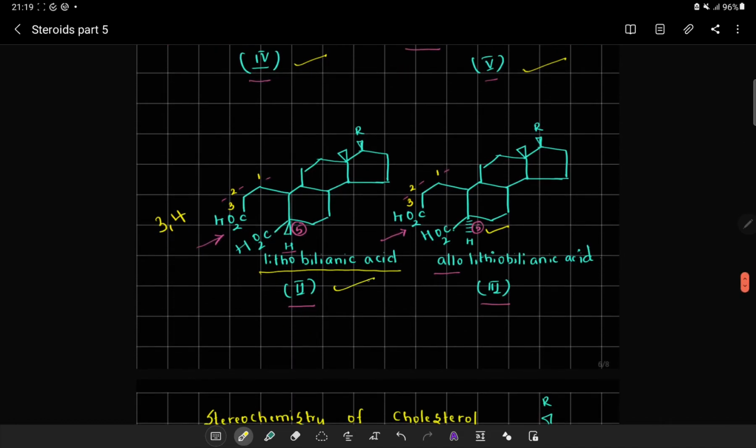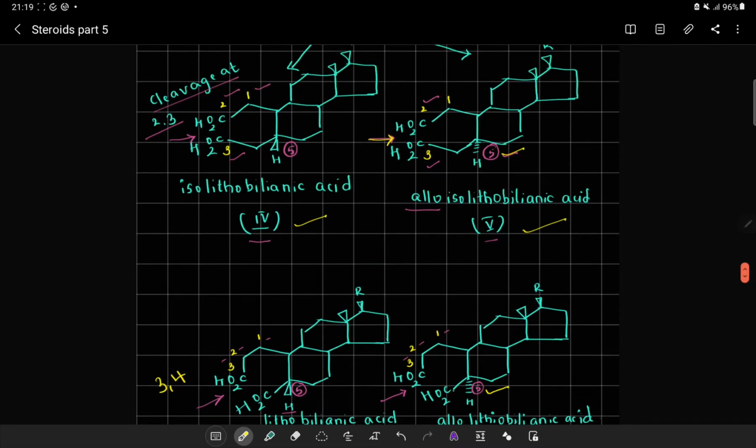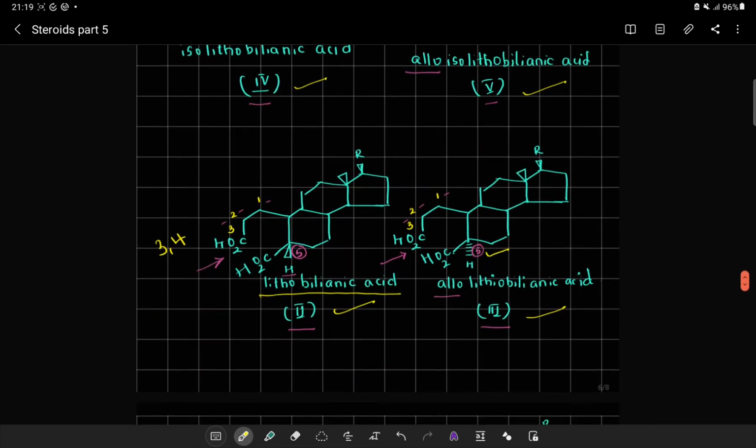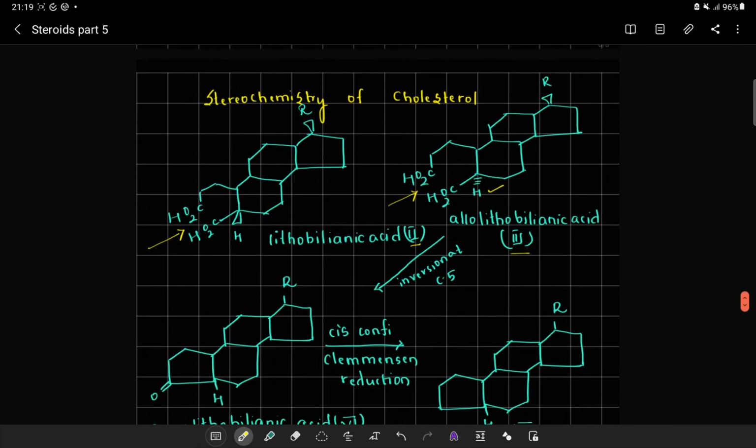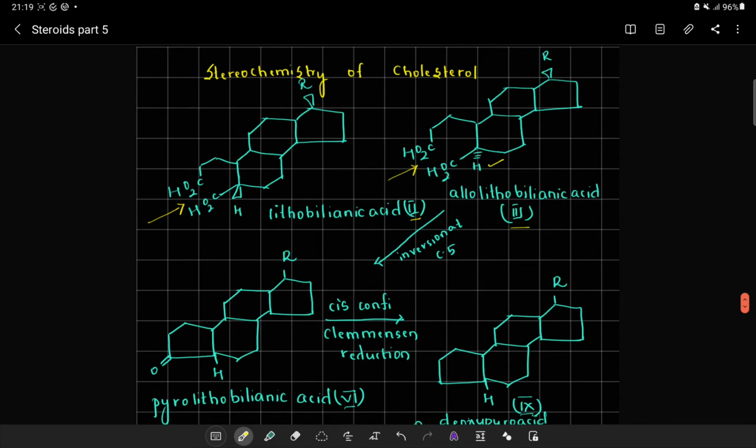So 2, 3, that is lithobilianic acid and allolithobilianic acid, and 4, 5, that is isolithobilianic acid and alloisolithobilianic acid, will be utilized in this particular session to understand the stereochemistry of cholesterol. Now let us start with the stereochemistry of cholesterol.